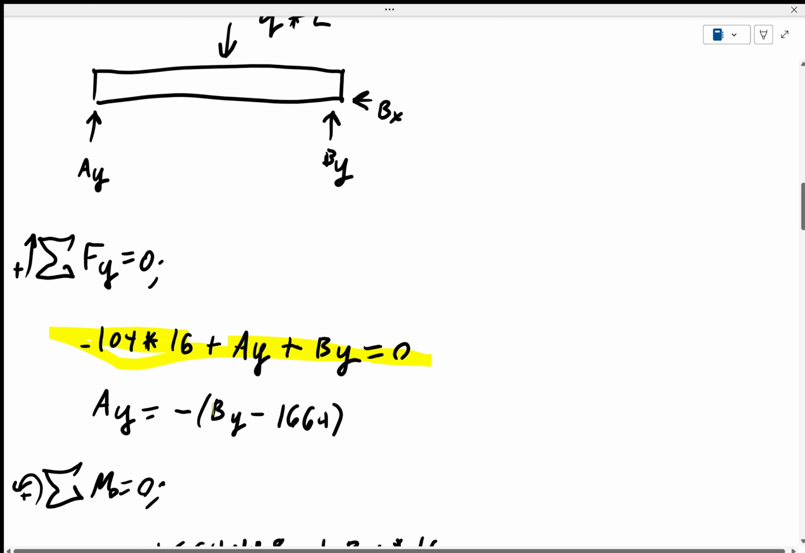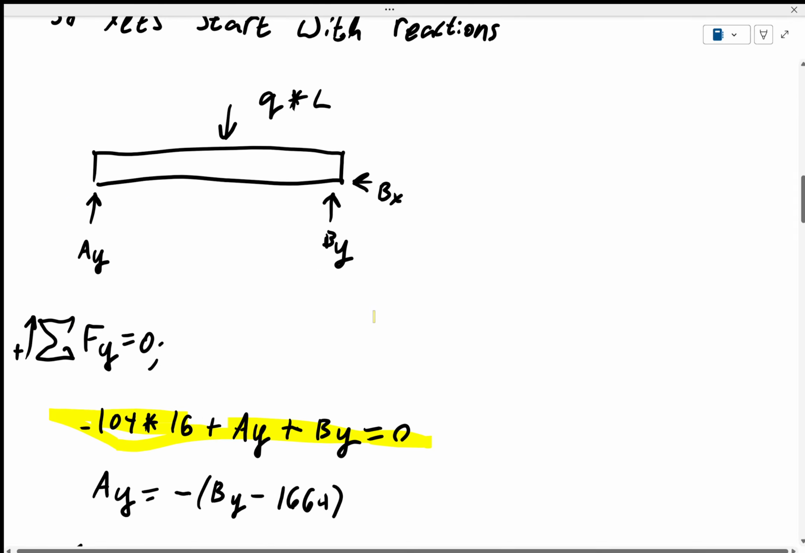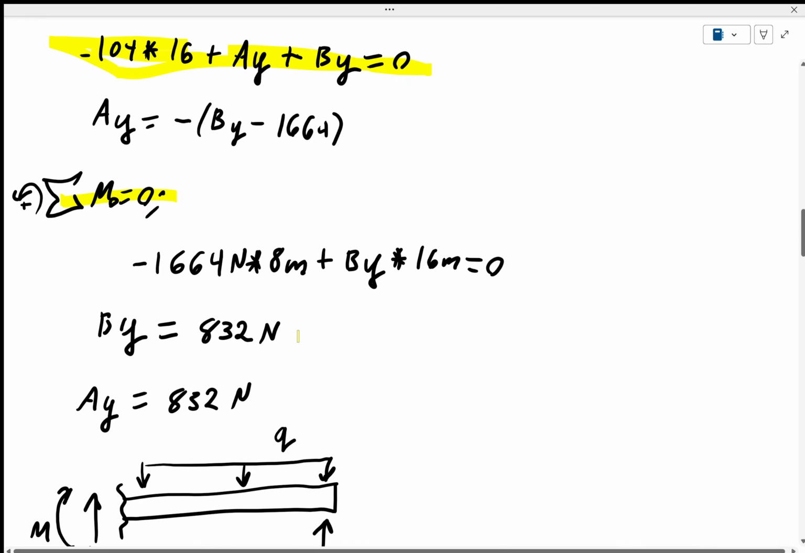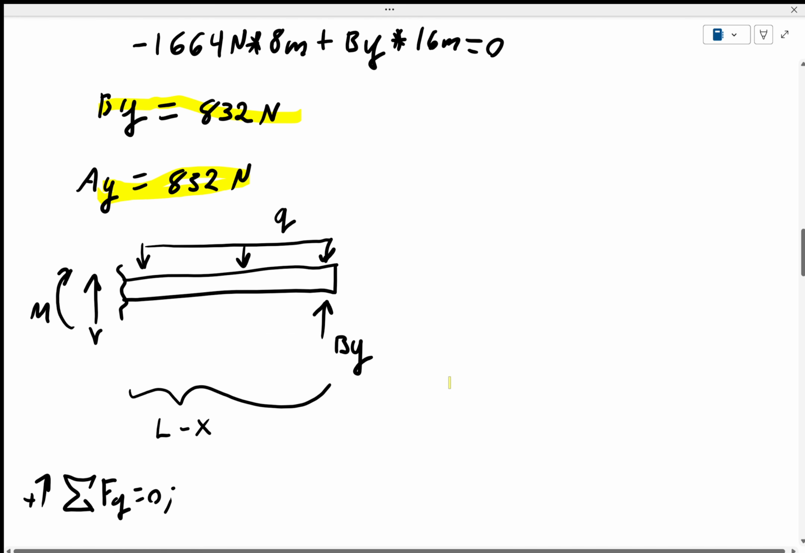I knew that I had to find BY as well, and so I did sum of the moments. I took my moment about AY, and then I solved for BY, went back, plugged BY into my equation up here, and solved for AY. And that makes sense because we figure, well, if we've got a symmetrical load on top, our reaction forces will probably be about half of that total load on top, and that's what we see here, so that makes sense. Now, I shot myself in the foot here.